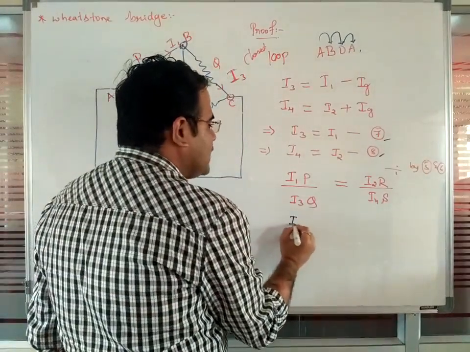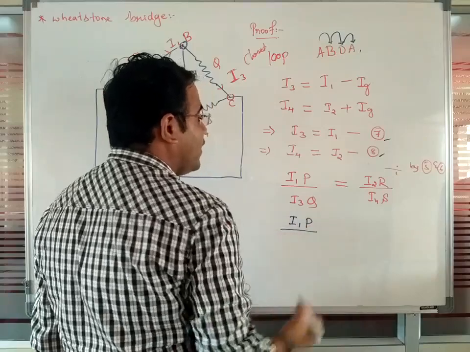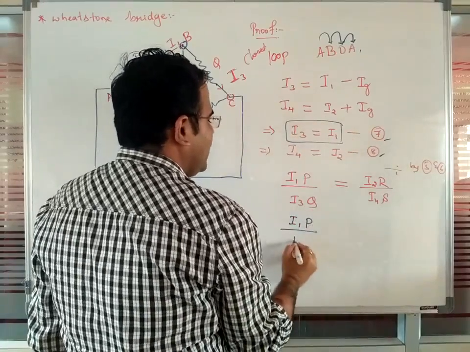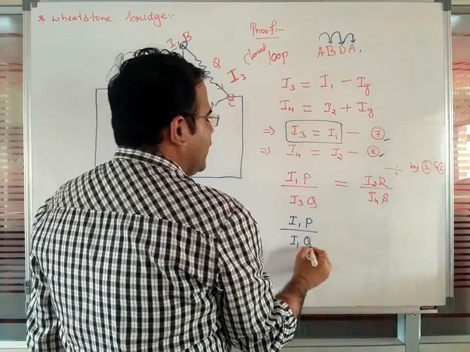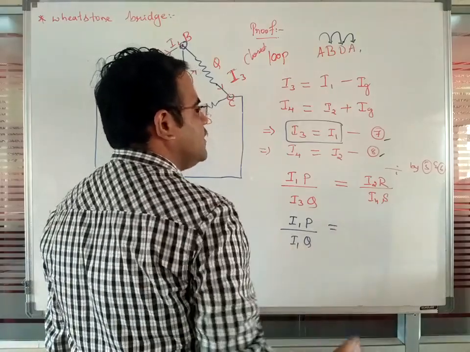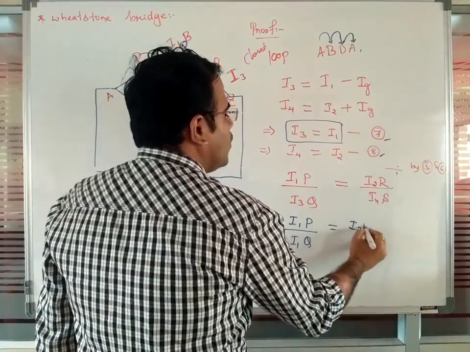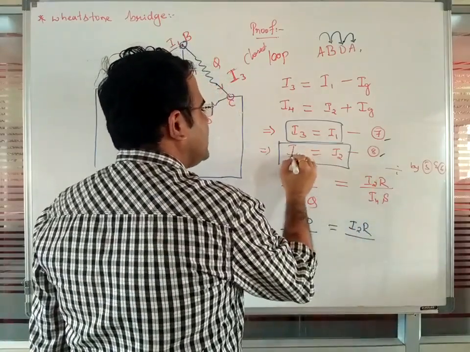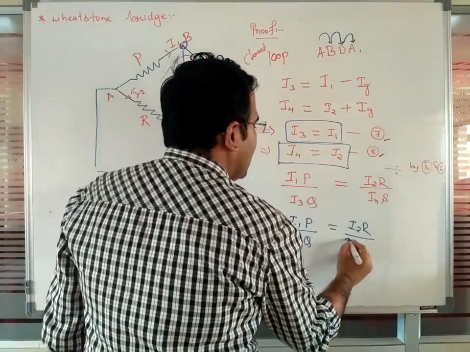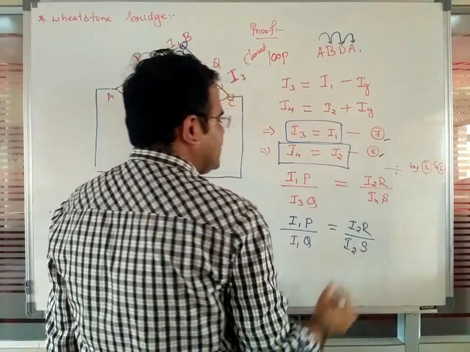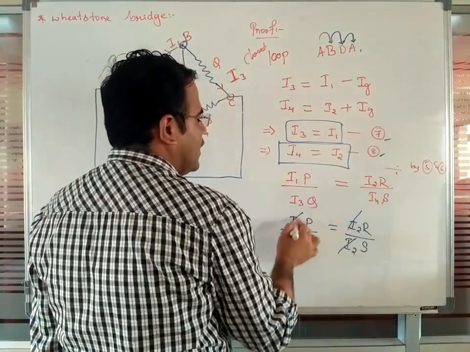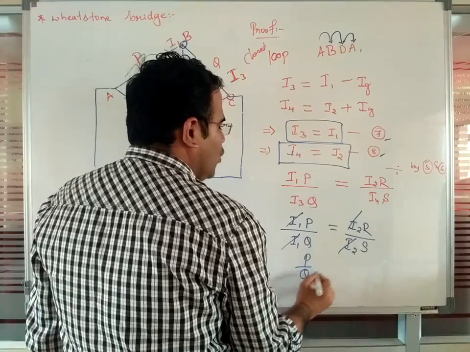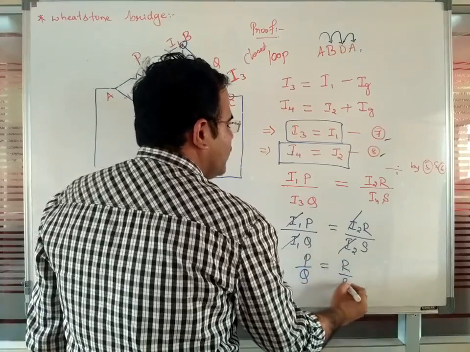we can replace I3 by I1 here. So I1 into P divided by I1 multiplied by Q is equal to I2 into R divided by, here I4 is replaced by I2 multiplied by S. So here I2 and I2 cancel, I1 and I1 cancel. So this implies P divided by Q is equal to R divided by S.